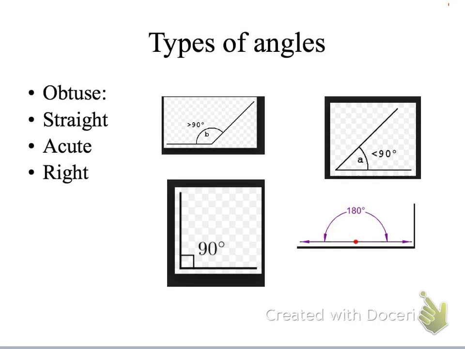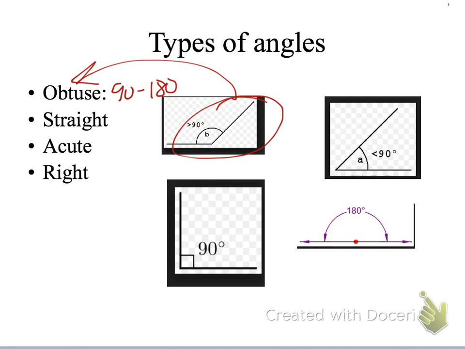Okay, so different types of angles. An obtuse angle is between 90 and 180. So it's going to be something bigger than 90 but less than 180 degrees, and it is not including 90 and 180. This one here is bigger than 90 degrees, but it's not 180 degrees, so this one is obtuse.